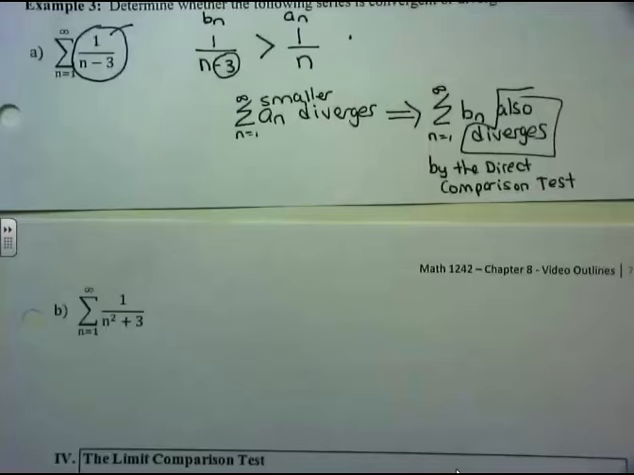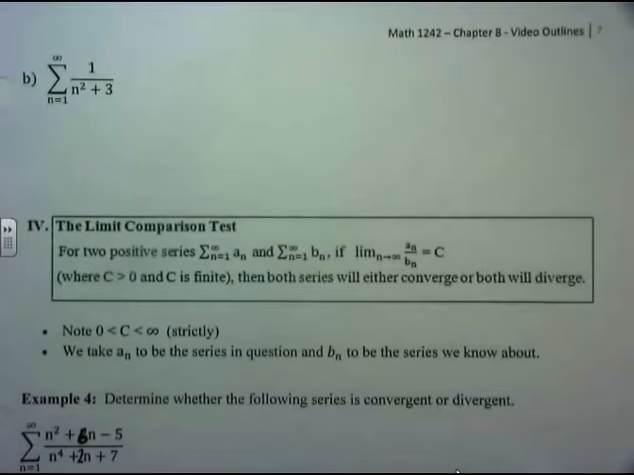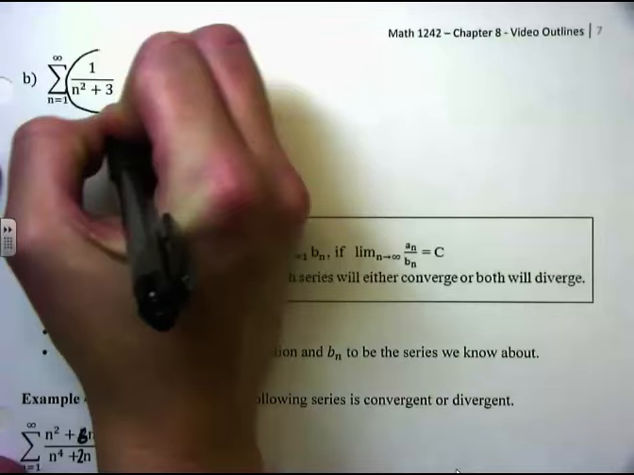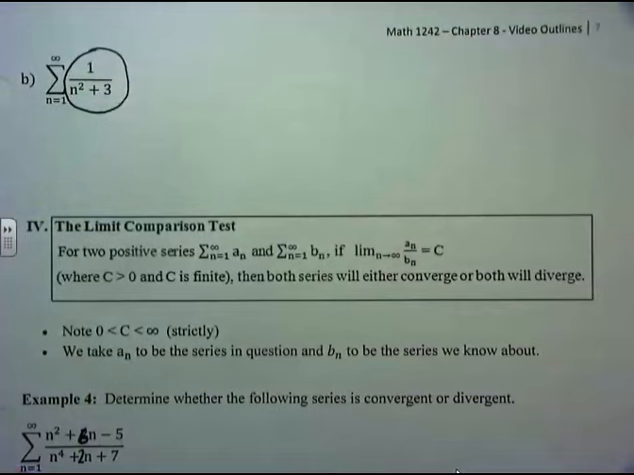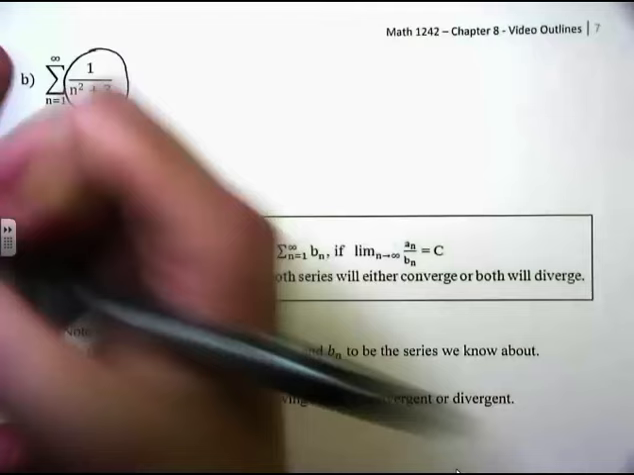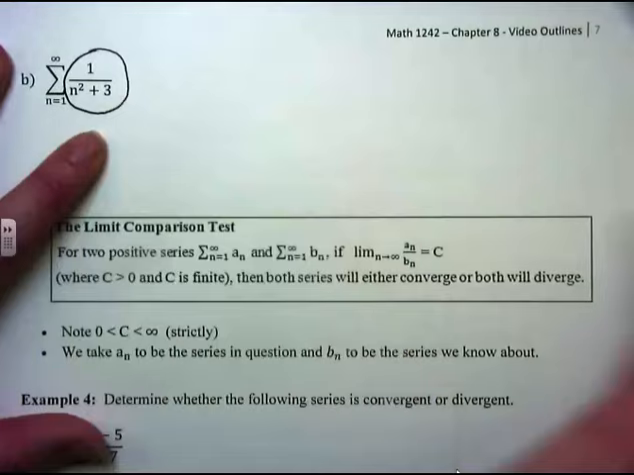Part B. I now have a series going from 1 up to infinity of 1 over n squared plus 3. Again, I want to know, does this series converge or diverge? And I'm looking at the sequence inside. So I'm considering the sequence, and I want to compare it to something.